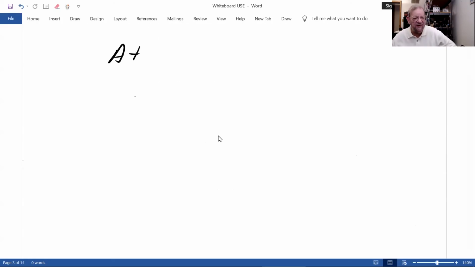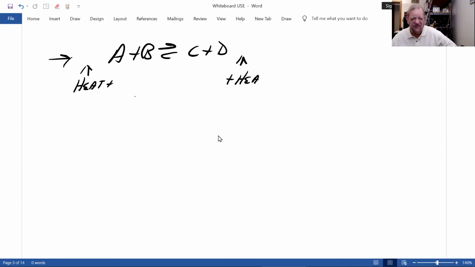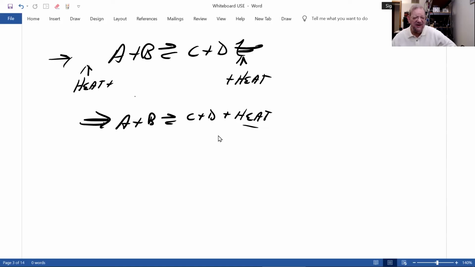Now, just for discussion, based on the labs you'll do today, you'll determine: does heat go here, or does heat go here, plus heat? So at the end of each equilibrium, you'll be able to write the actual equilibrium. What I'll give you is this, and you'll determine where heat goes.